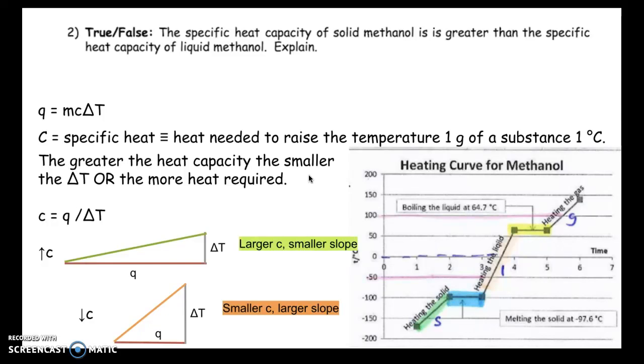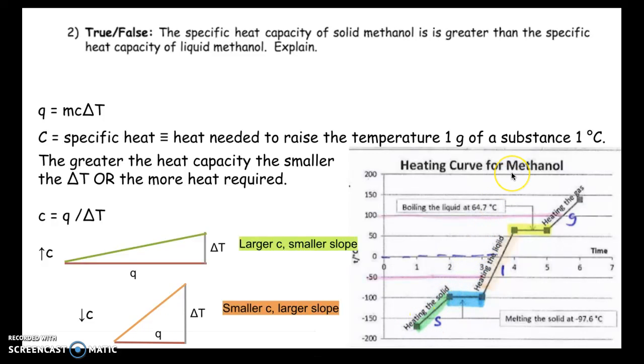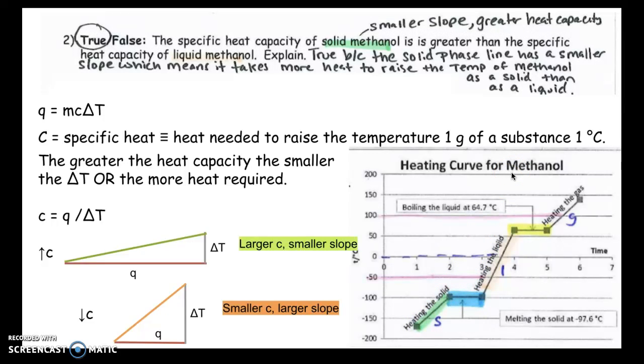So now with that information, we can answer this question more thoroughly. Looking at the slopes for the solid and the liquid portion of the line, we can see that the solid portion has a smaller slope. So if it has a smaller slope, it has a greater heat capacity.